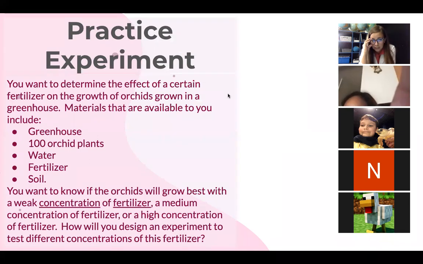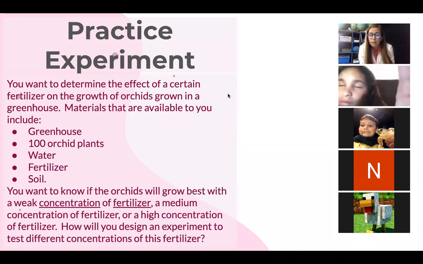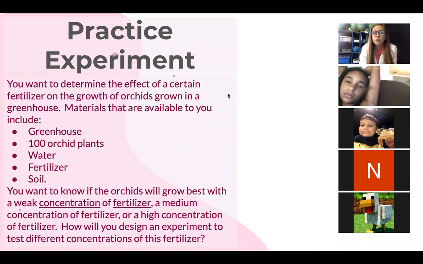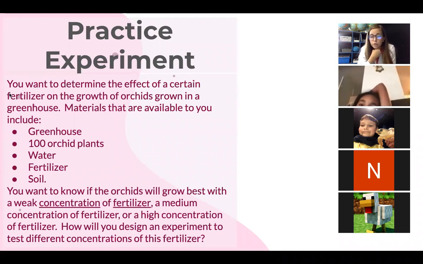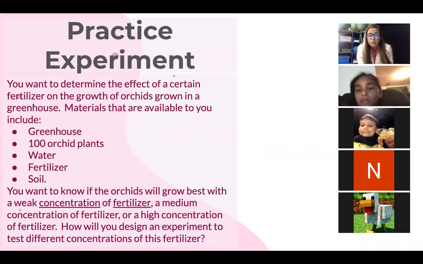So today, before you guys are released to go to your Flipgrid, we're going to go through a practice experiment together. This experiment is going to be talking about the effects of fertilizer on the growth of orchids. And an orchid is a kind of flower. So this says that you want to determine the effect of a certain fertilizer on the growth of orchids grown in a greenhouse. Materials that are available to you include a greenhouse, 100 orchid plants, water, fertilizer, and soil.